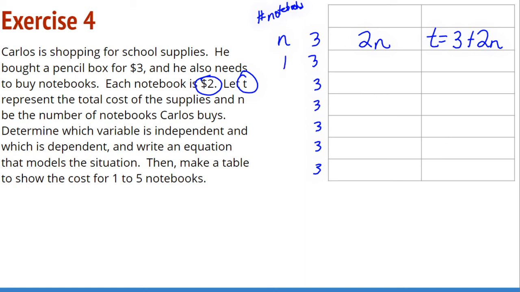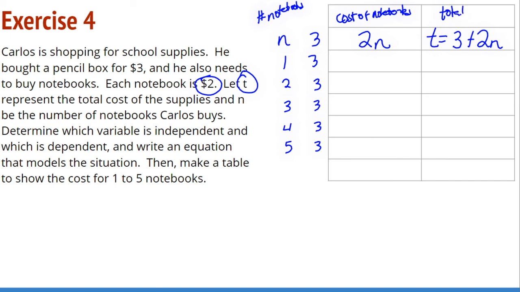So I've got 1 notebook, 2 notebooks, 3 notebooks, 4 notebooks, 5 notebooks, 6 notebooks. But I'm supposed to do 1 through 5. Okay, I can do that. So this is the cost of the notebooks. And this is the total of all the supplies.